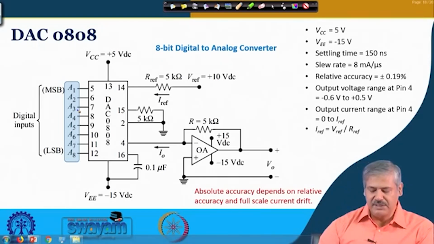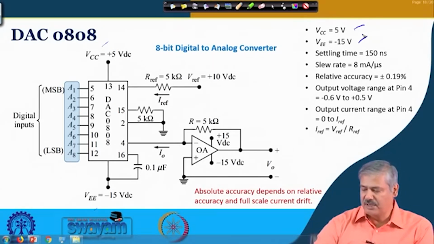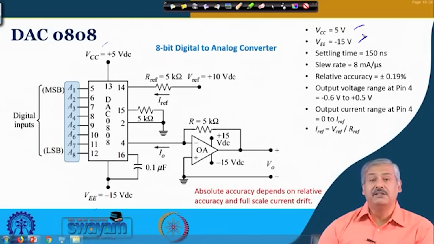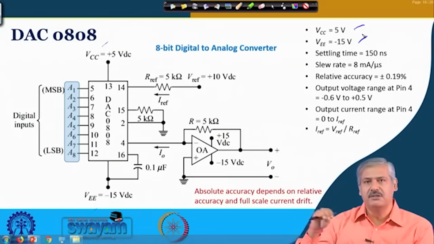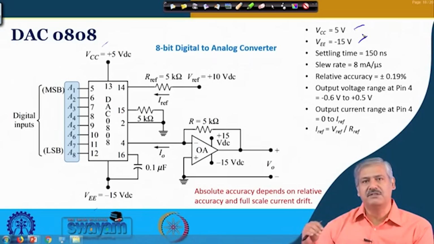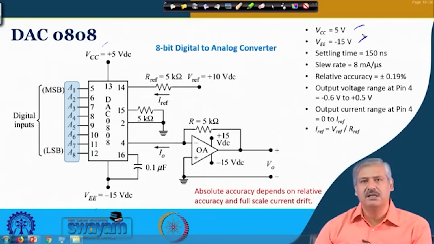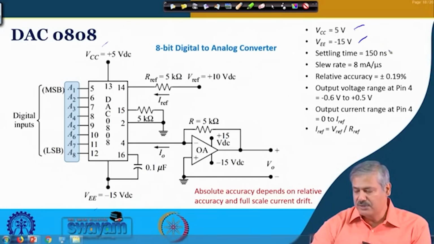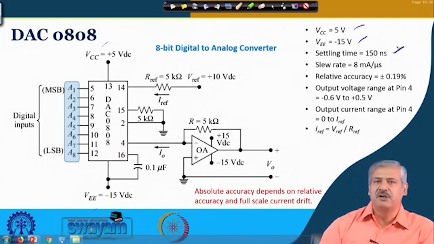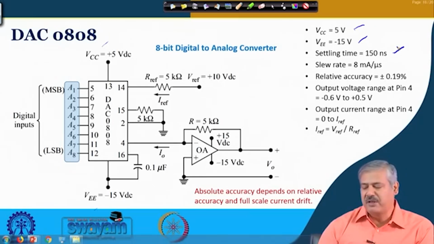Now, the other things that you see over here are the power supplies, 5 volt, minus 15 volt. The settling time, I told that the data is read through the gating, the read-in strobe, and the resistor, the transients, rise time, fall time, all those getting settled. So, next time again you can read the data. That settling time is important, and it also gives the maximum rate of conversion, which is the primary factor. So, this is your 150 nanosecond for 0808.